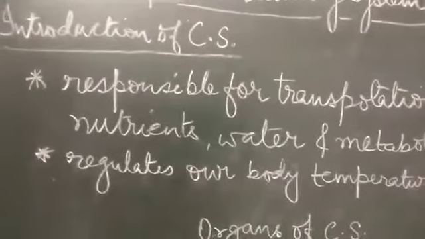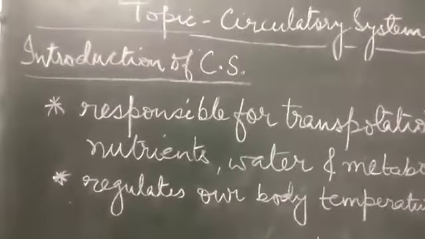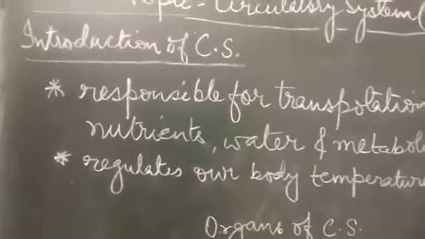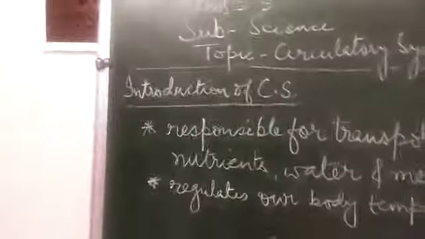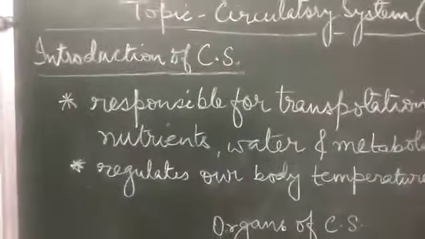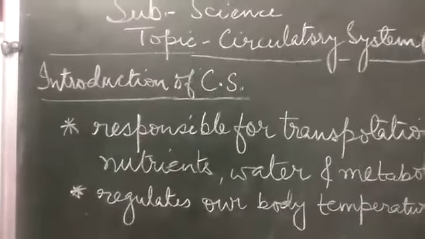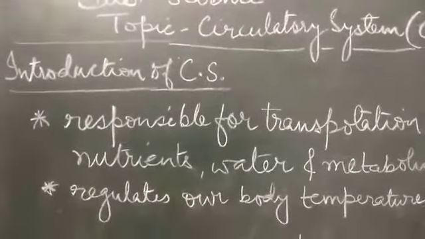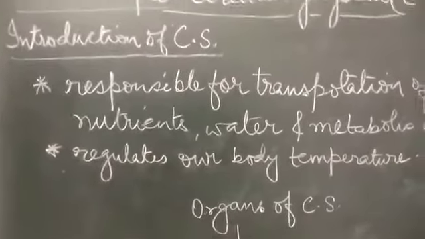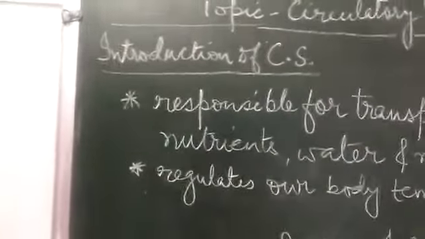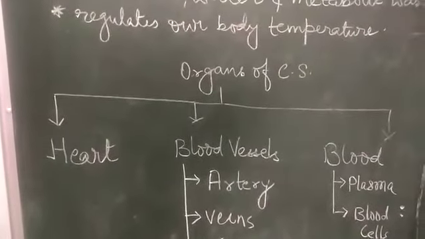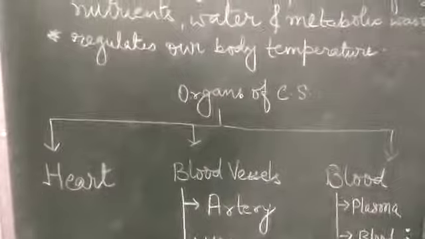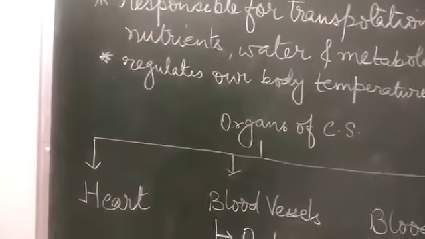Whenever we get hurt, if bleeding starts, then with the help of blood clotting, it prevents major blood loss. Okay. Now we will discuss the different organs in the circulatory system. There are three major organs in the circulatory system: the heart, blood vessels and blood. These are the main parts of the circulatory system.